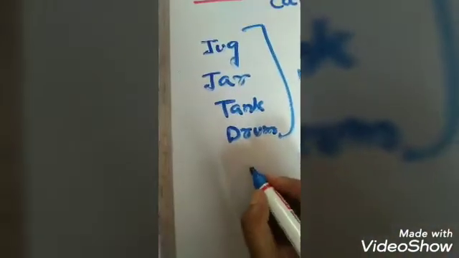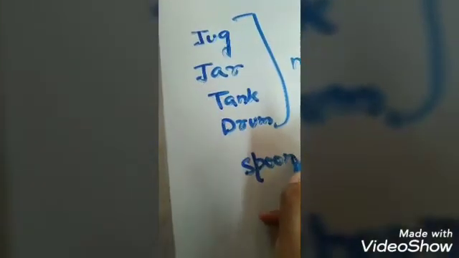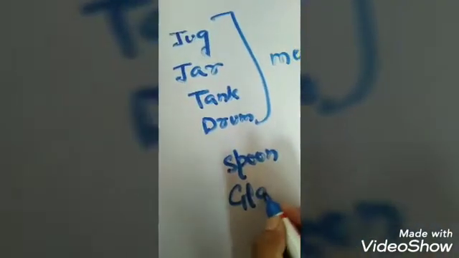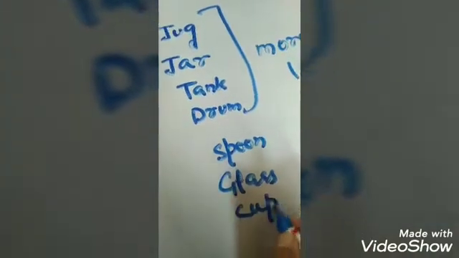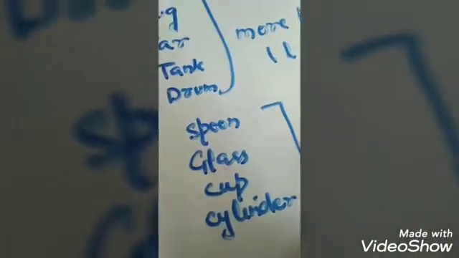And for example, spoon, glass, cup or small cylinders. They can carry in milliliters, or we can say less than a liter.